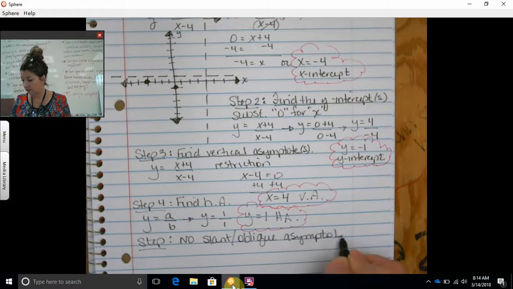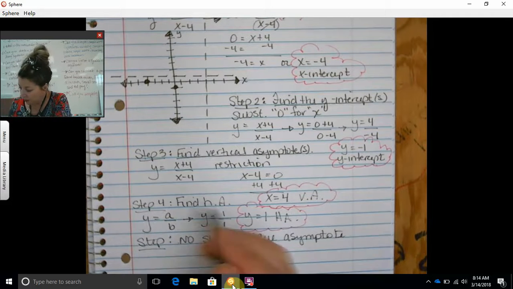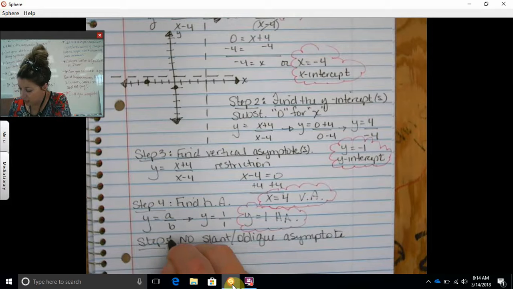You can write step 5 again. What's that? You can write step 5 again. I don't know why I do that. Step 5.